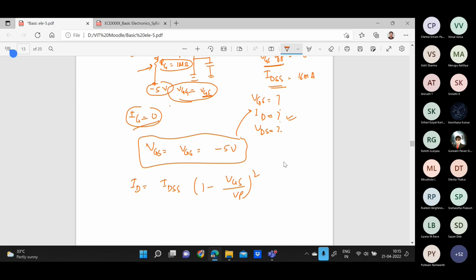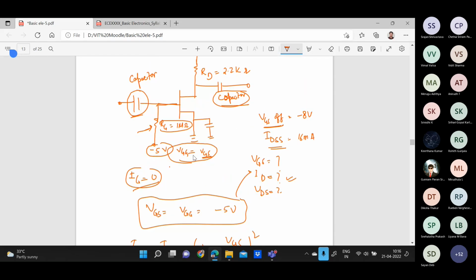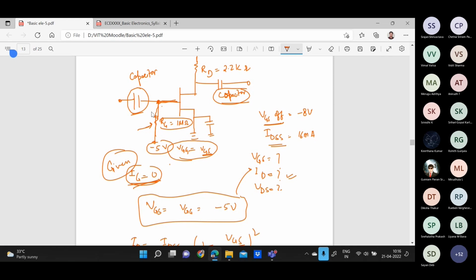So how is IG 0? Actually, they have given it in the question itself, that the gate current is 0. So if the gate current is 0, definitely there is no current flowing here. So there will be no voltage drop across this resistance. So whatever you are providing here, you get across this gate to source. That's why this VGS is equal to VGG.